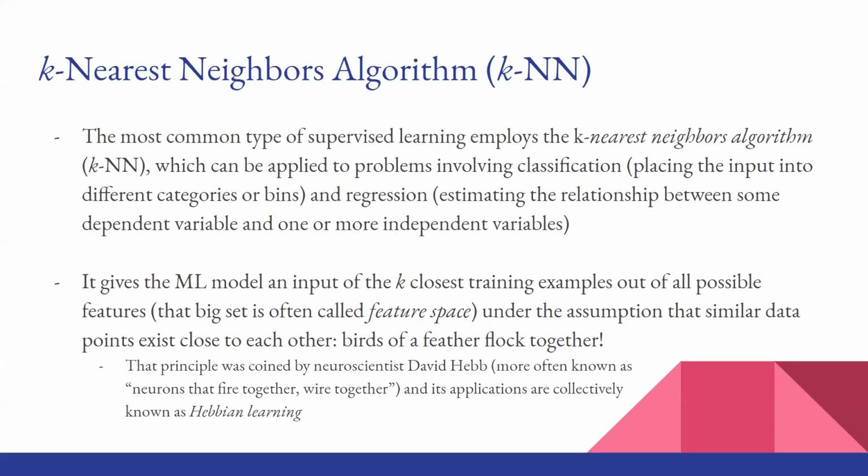So again, it's the most common type of supervised learning, and it can be applied to problems involving classification and regression. It gives our machine learning model an input of the k closest training examples out of all possible features. This is a domain we call the feature space, under the assumption, so inductive bias, that similar data points exist close to each other. In other words, birds of a feather flock together, or as the neuroscientist David Hebb would say, neurons that fire together, wire together, and in fact, that philosophy is what fuels Hebbian learning.